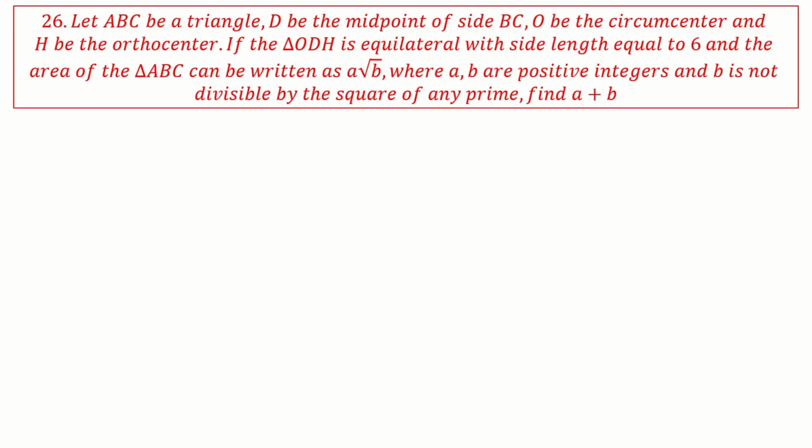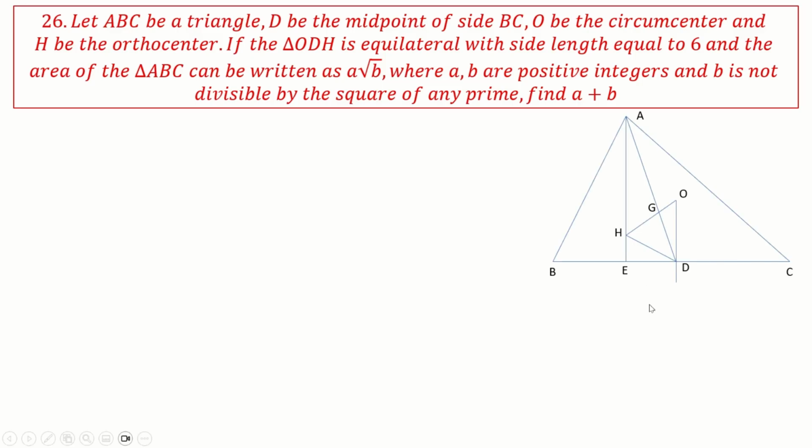The first and most important thing is that you have to draw the right picture. This diagram is actually not so easy. There is a triangle ABC here, and you have a circumcenter O, and the midpoint of BC is D. Now H is the orthocenter. Now ODH is an equilateral triangle of side length 6, that's what is given.